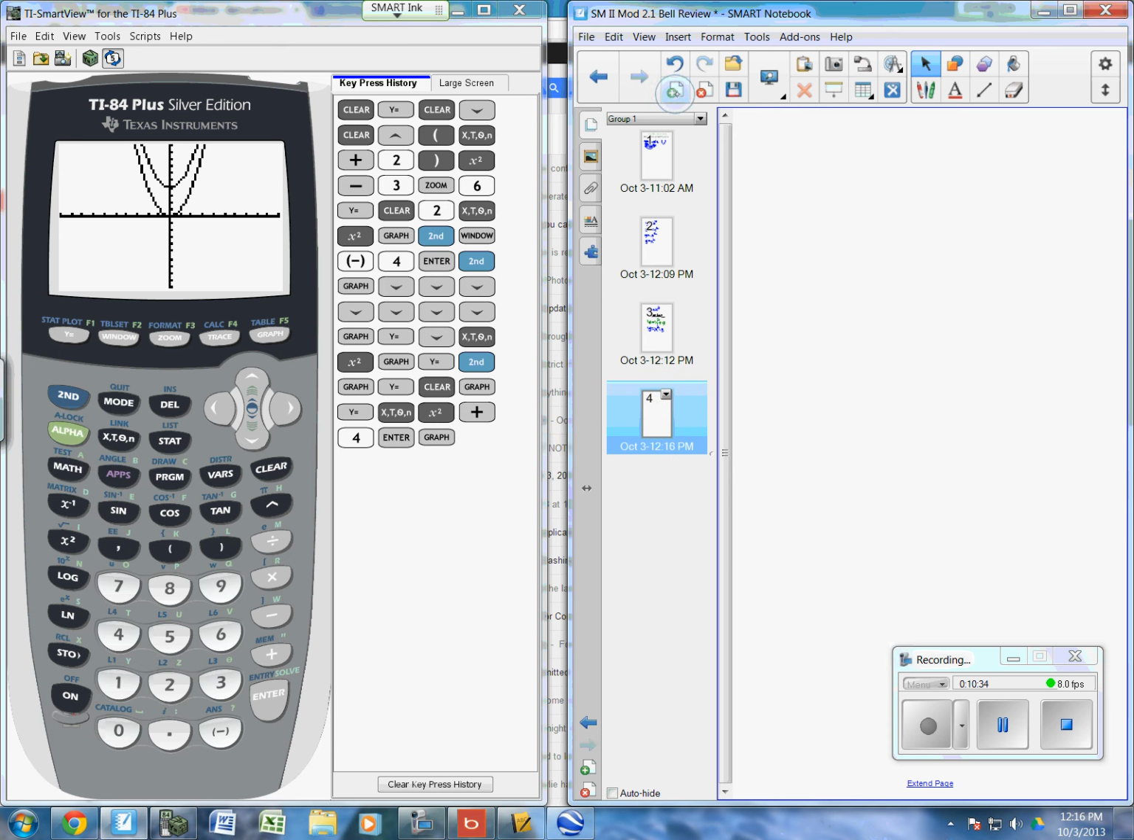Okay, next one. Here we go. Raise your hand when you know where the vertex of this one is. Brendan. -1, 0. Raise your hand if you agree with him. Okay, that is right.